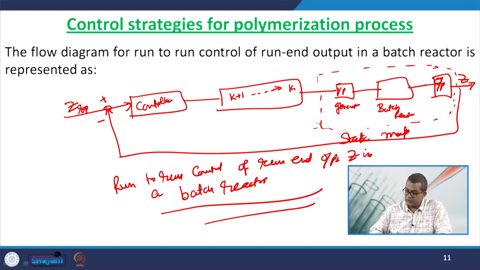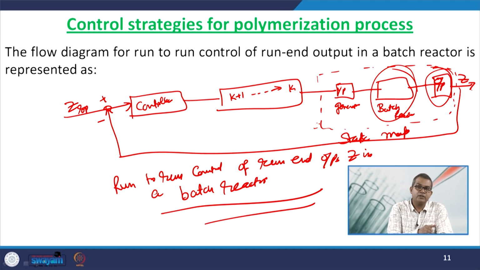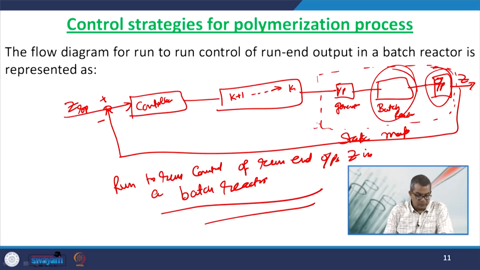This is your run-end output, and this is your batch reactor. Now, if there is any abnormality, then it can easily be sensed by the controller and input stream, so that you can alter things accordingly. So this is the alteration.